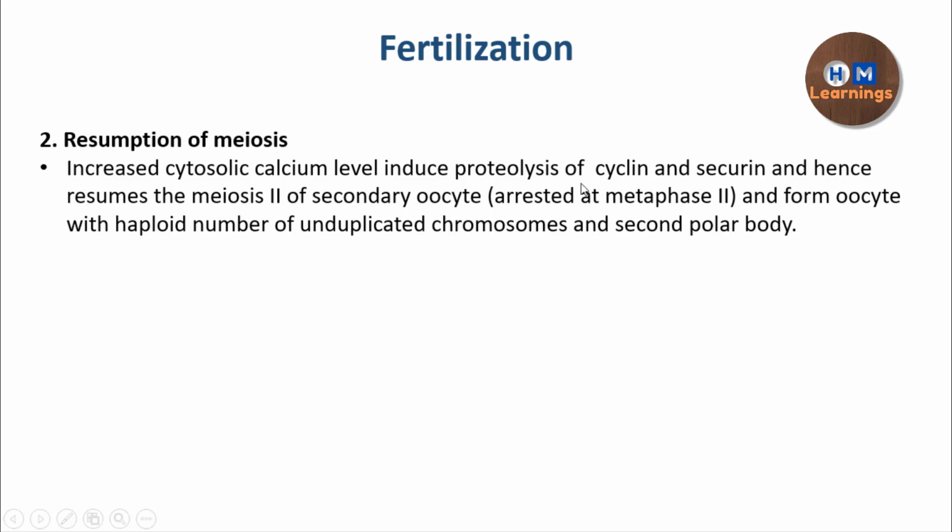These are the details, if you can memorize it. Otherwise, a resumption of meiosis is also enough to write in the exam. So it will complete its second meiotic division to form a second polar body and an oocyte which has a haploid number of unduplicated chromosomes.